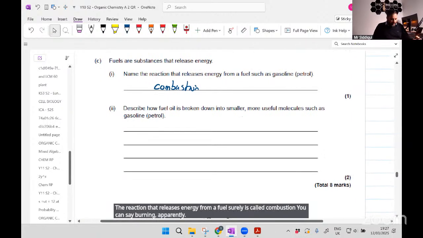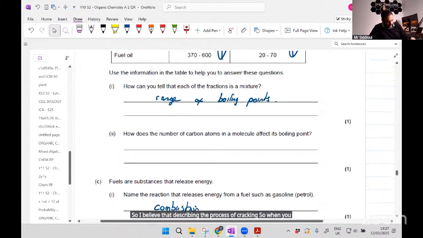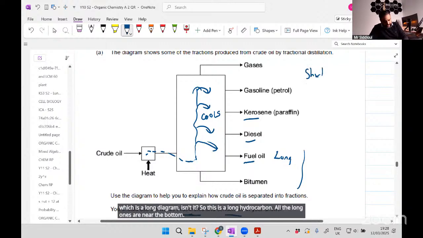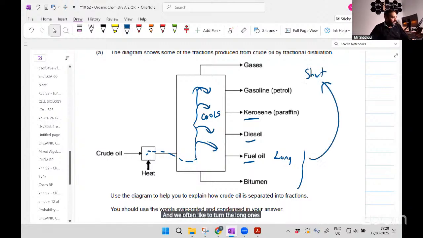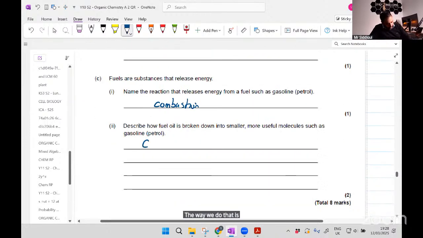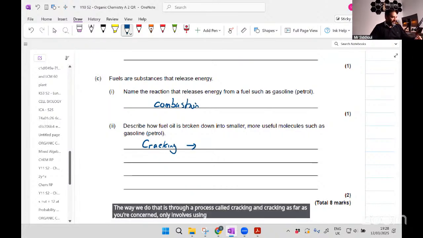Describe how fuel is broken down into smaller, more useful molecules such as gasoline. I believe this is describing the process of cracking. When you have fuel oil, which is a long, it's in the diagram, isn't it? So this is a long hydrocarbon. All the long ones are near the bottom. And we often like to turn the long ones into short ones because they're more useful to us. The way we do that is through a process called cracking. And cracking, as far as you're concerned, only involves using a high temperature and a catalyst.